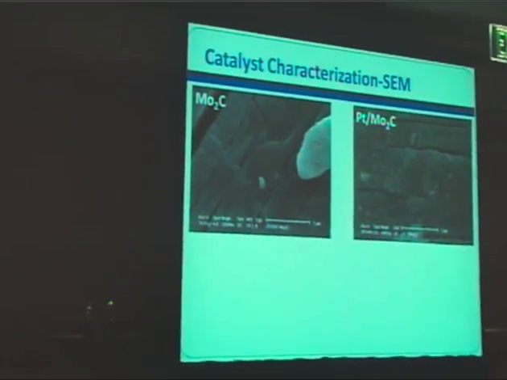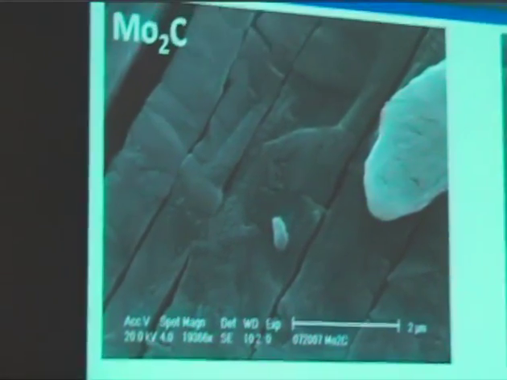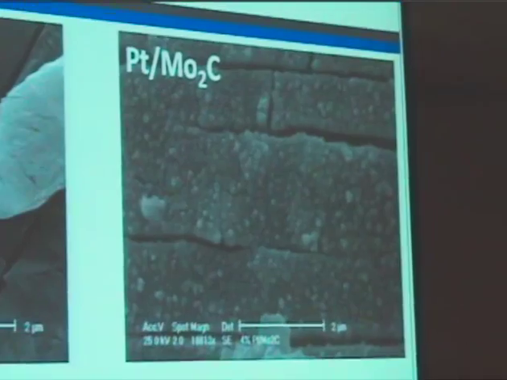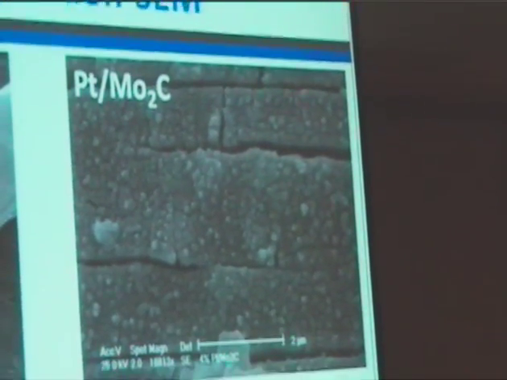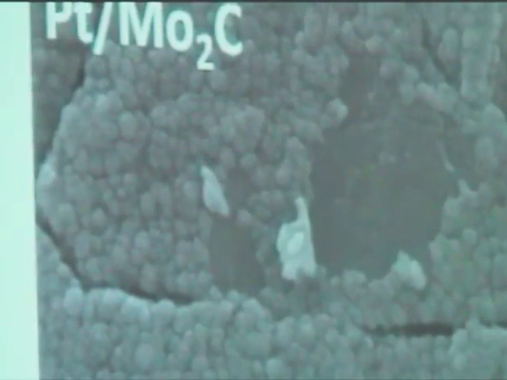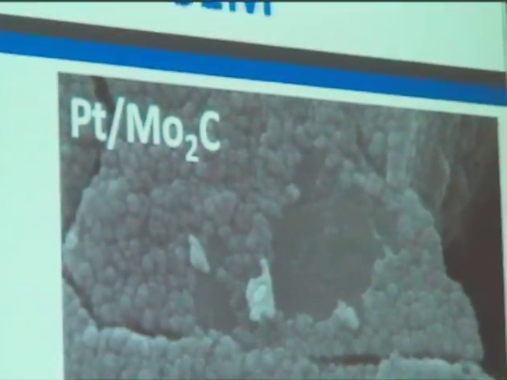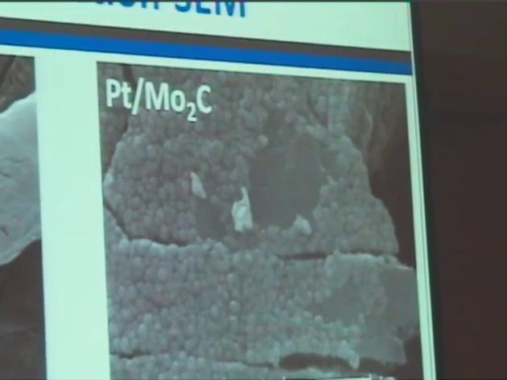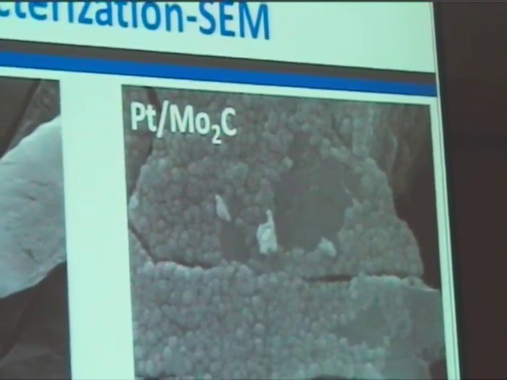So we explored this a little bit further using scanning electron microscopy. What you see on the left is moly carbide, on the right is platinum moly carbide. These are the same magnification, and there's quite a bit of difference in the surface morphology. And when you zoom in quite a bit closer, you can now see that there appear to be some sort of particles, what we assume to be the platinum domains on the surface, in the range of about 60 to 80, 100 nanometers.